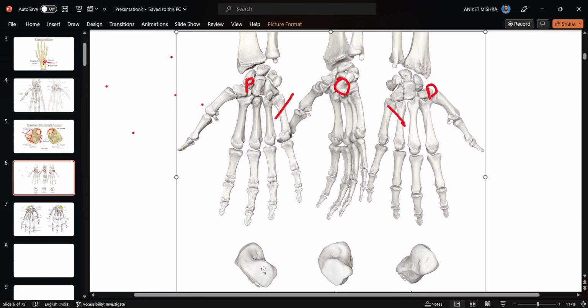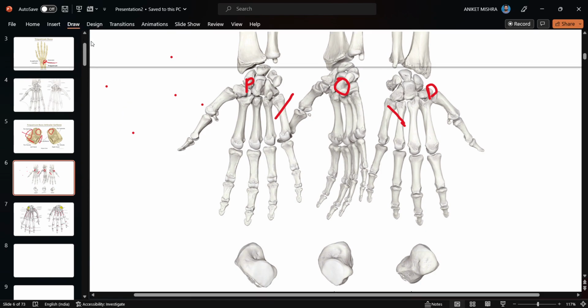When we see the palmar view of the surfaces, we will find that its medial part has an oval facet. It has an oval facet on the palmar side toward the medial side, which articulates with the pisiform bone.